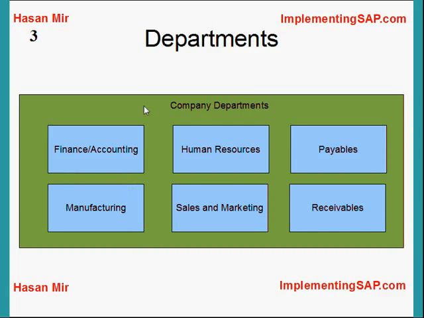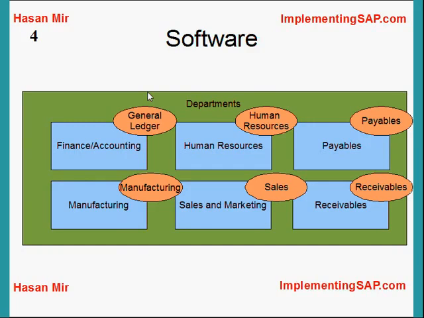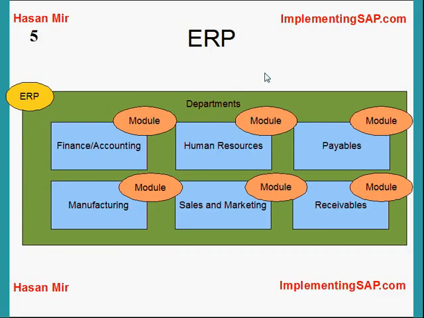Now each department would be using some kind of software to help the department run its day-to-day business. And they can buy software from any vendor. These software packages could be really independent from one another. For example, the finance department using one software, and the human resources department using some other software from another vendor. Now, where does SAP come into the picture?